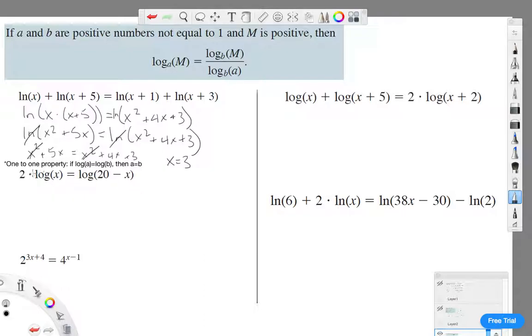Well, this looks like our power rule here, so we can take this 2 and put it into our exponent there. Then we get log x squared equals log 20 minus x. And again, we've got our one-to-one rule. We get x squared equals 20 minus x. We'll subtract over to the other side. We get x squared plus x minus 20 equals 0. We'll factor that, and we get x plus 5 and x minus 4.